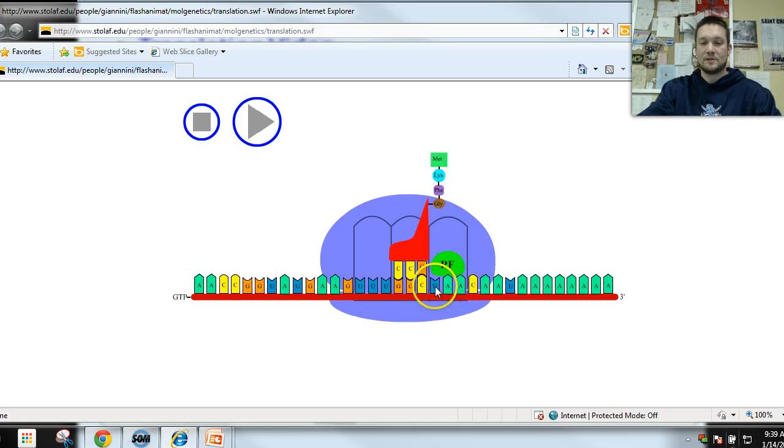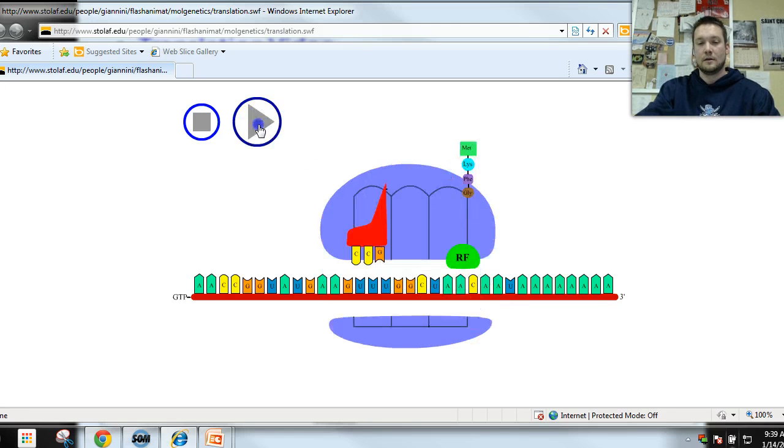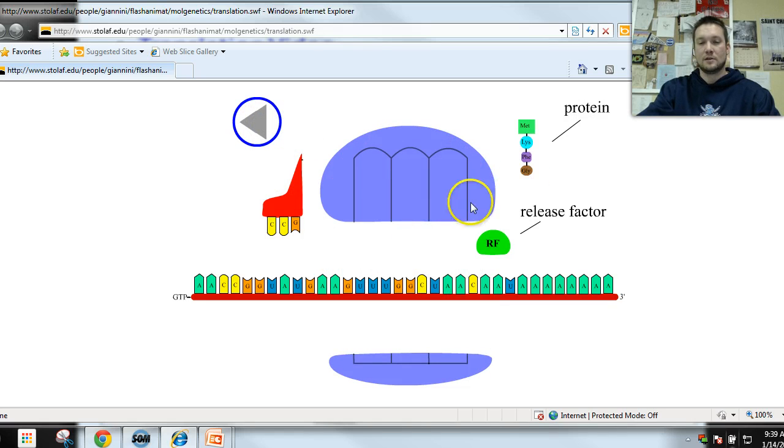So if the ribosome sees any of those three, it knows, oh, it's time to stop because this other protein is going to come in and lock on that spot. Okay, and then everything breaks loose. Now this is not long enough to be a real protein, but this is how it happens. You'd have dozens or hundreds of amino acids making that one protein.